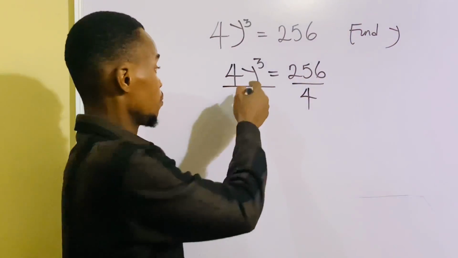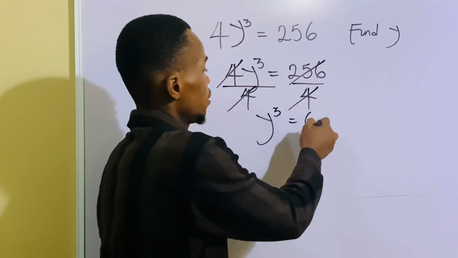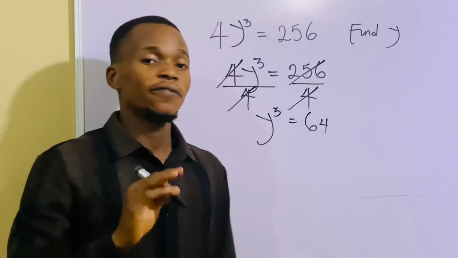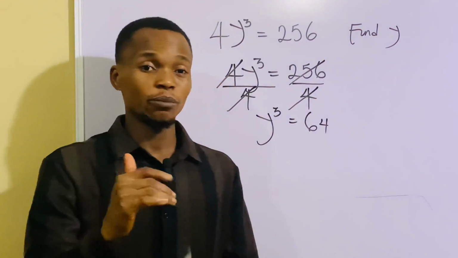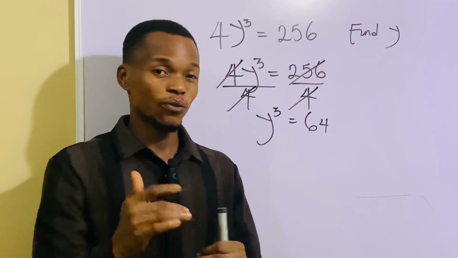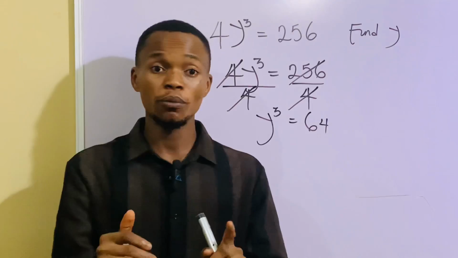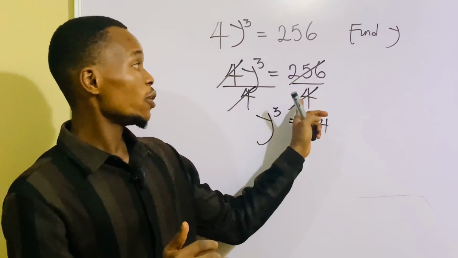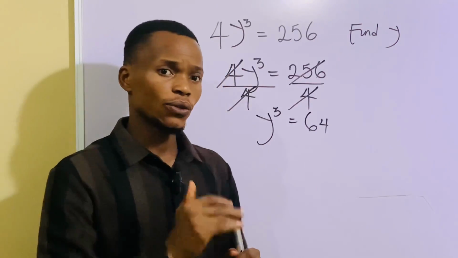Okay, now this is going to give me 64. So now the first step I took is to isolate y cubed. Isolating y cubed means I have to divide both sides by its coefficient, and the coefficient of y cubed happens to be 4. So I divided both sides by 4, and y cubed is on its own, and 4 into 256 gave me 64.